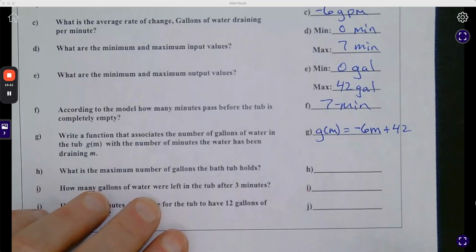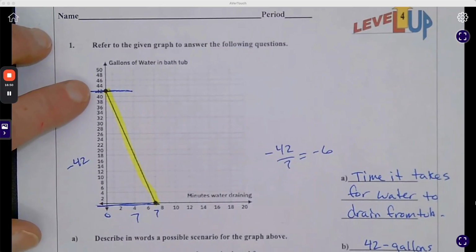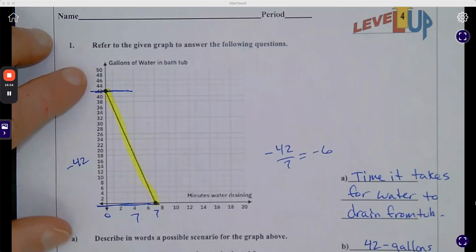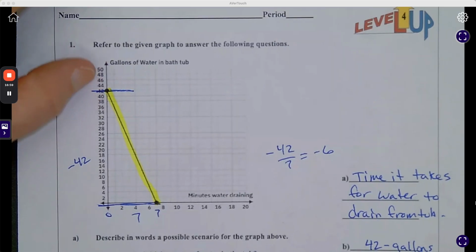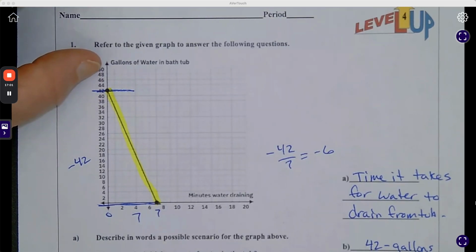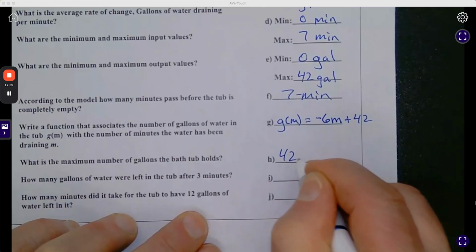That's done. What is the maximum number of gallons the tub holds? That's a tough one. But I think I'm going to say that it was full right here. So I'm going to say 42. Again, this is just an axis that gives us enough room to graph everything. That doesn't mean the tub holds 50. That just means I can graph up to 50. But the maximum value on the function is 42. So I'm going to say 42 gallons.